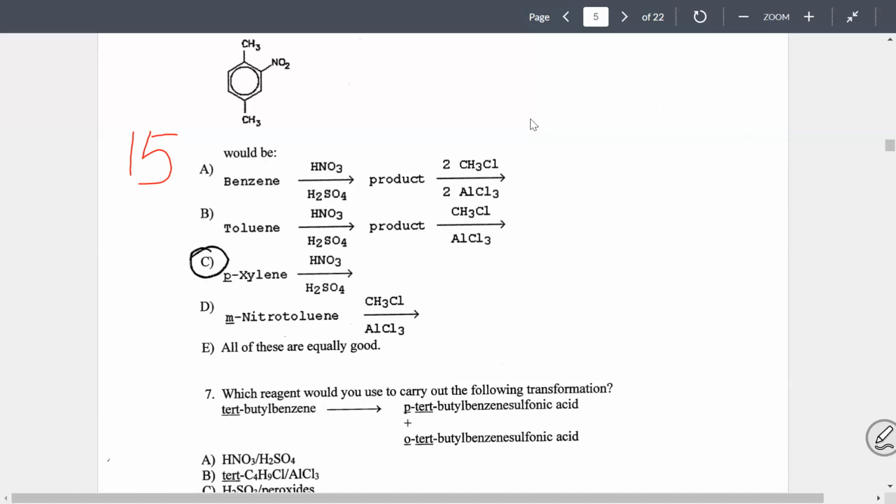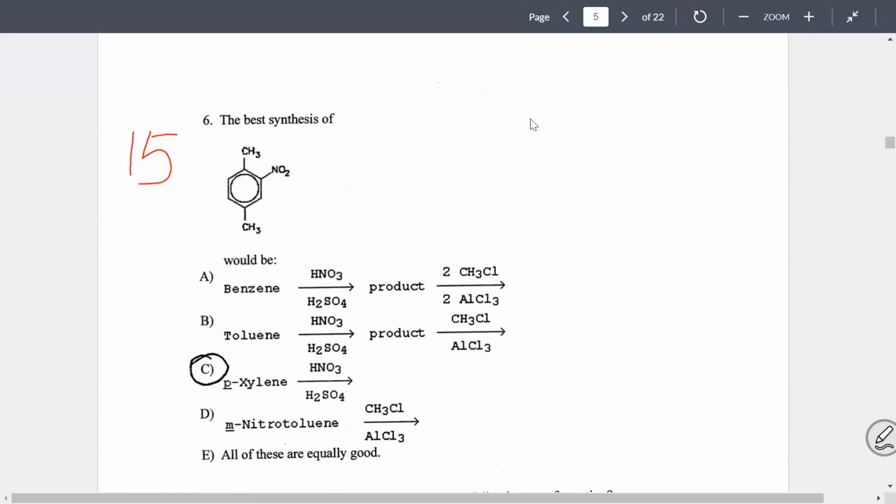Now, they're asking basically for retrosynthesis. This is your product. You have to give me the order of reactions. See, I didn't know what xylene was until I looked it up. I don't remember it going over in class.